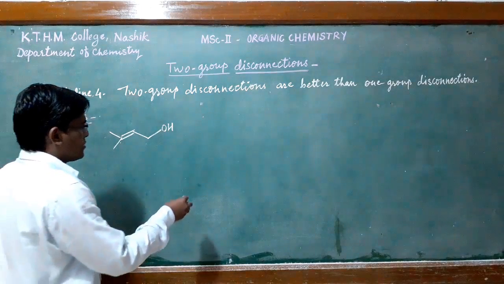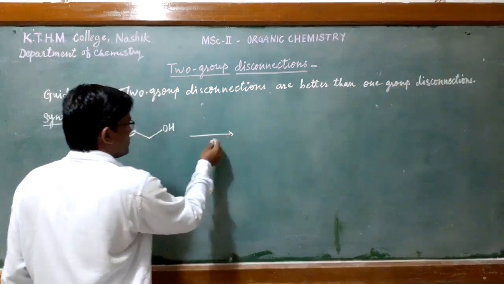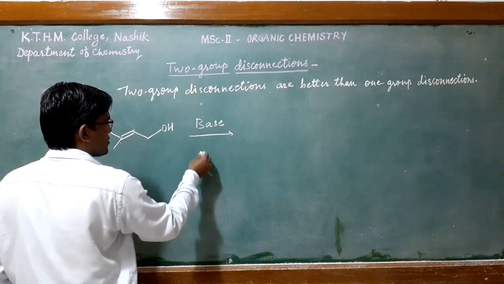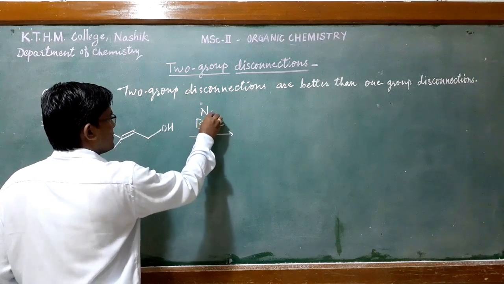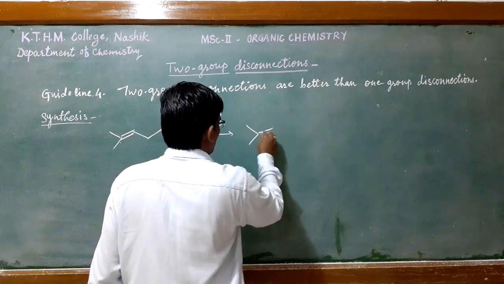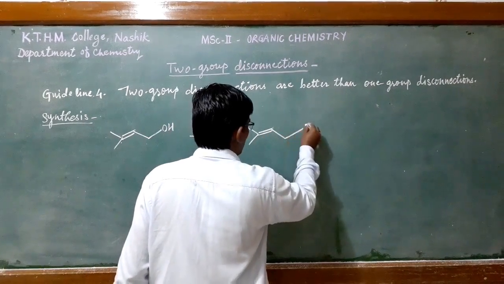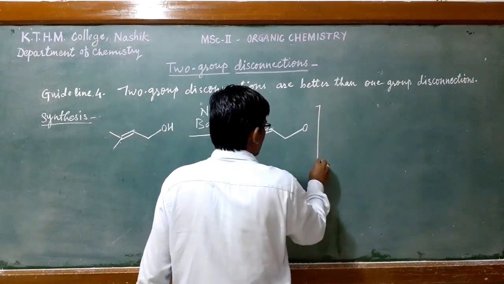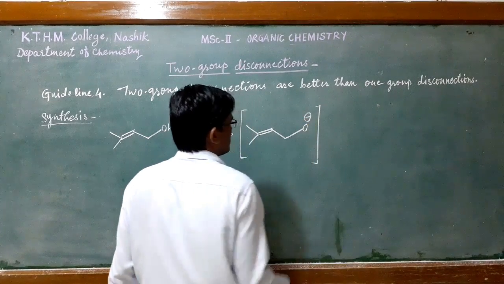So we have this alcohol. When you react it with a base, for example sodium hydride, we would get this alkoxide ion.